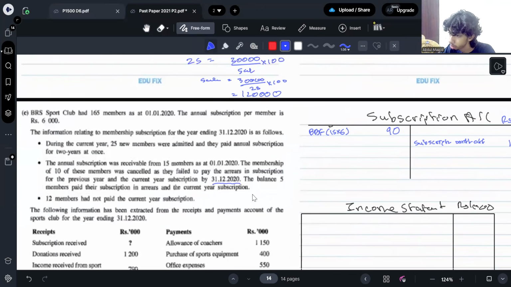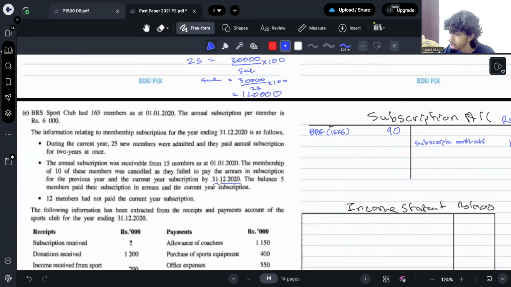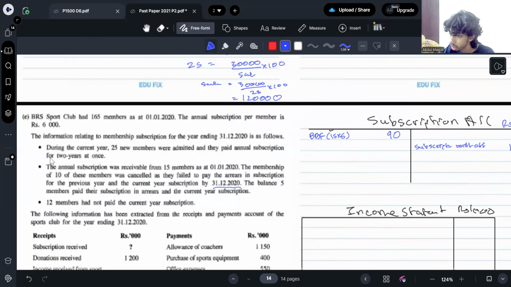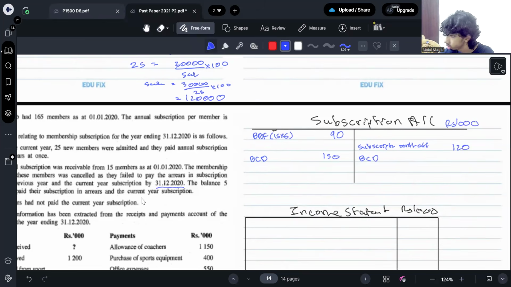Then the balance 5 members paid their subscription in arrears and the current year subscription. And during the current year, 25 members were admitted and they paid annual subscription for 2 years at once. Then that one extra year will be advance, right? 25 into 6, closing advance 150. 12 members have not paid the current year subscription. That will be the closing arrears. 12 into 6, 72.